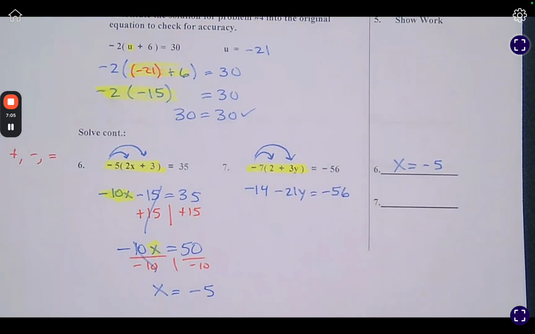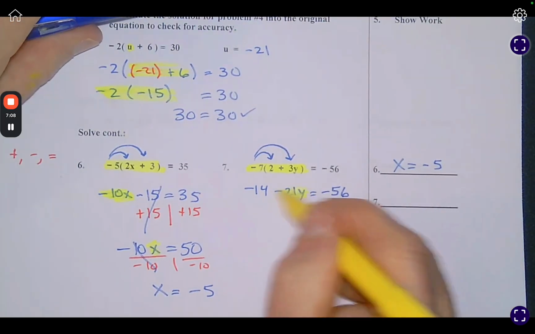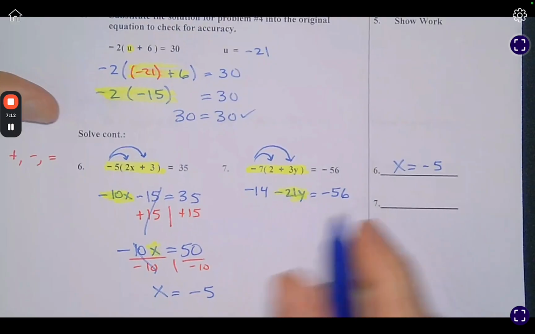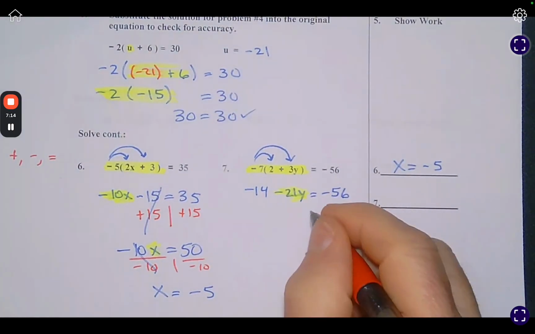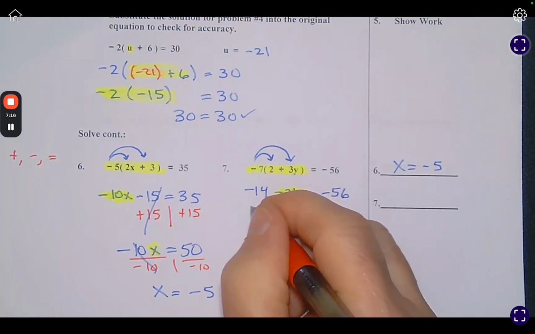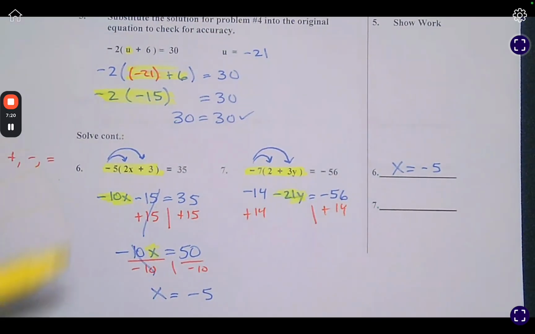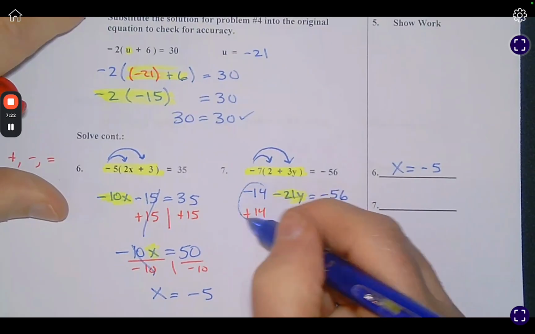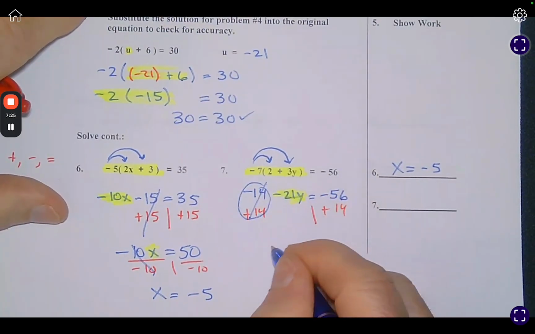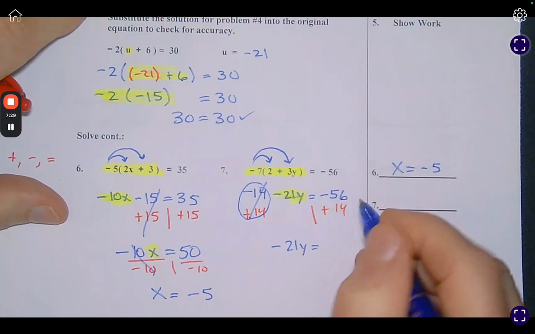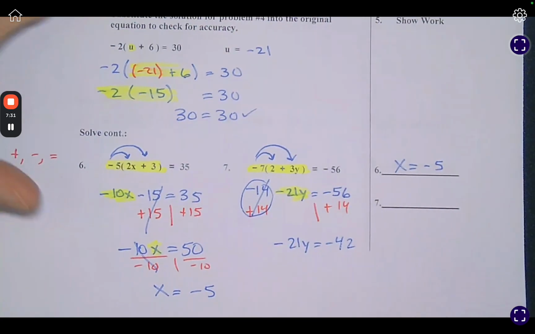Okay, there it is. Here's my variable term. Identify that. Leave that where it is. Okay, but notice the constant and the constant. So I'm going to do inverse operations. That's a negative 14. So I'm going to add 14. Simplify. This goes to 0. So I have negative 21y equals, this goes to negative 42.